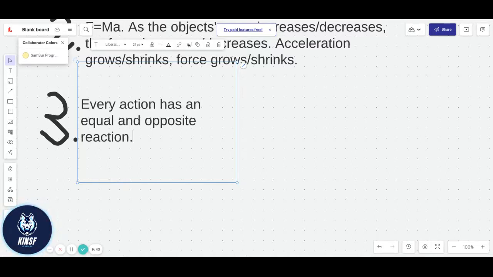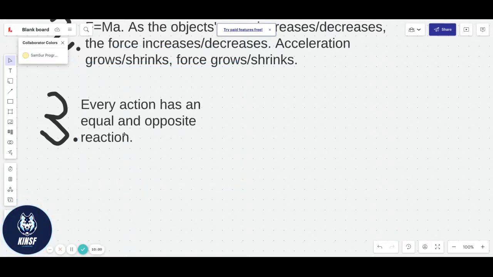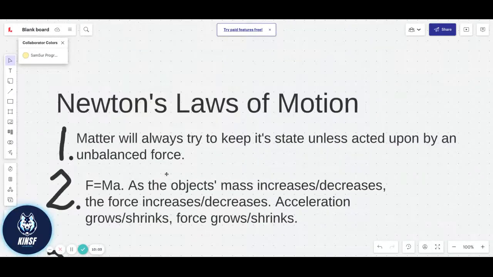When you're able to put it in motion, you overcome that equal and opposite reaction. So, yeah, pretty much that's the third law of Newton, the third Newton's law of motion.